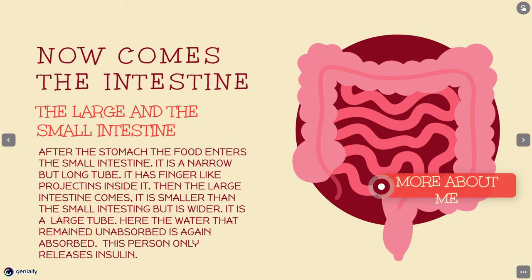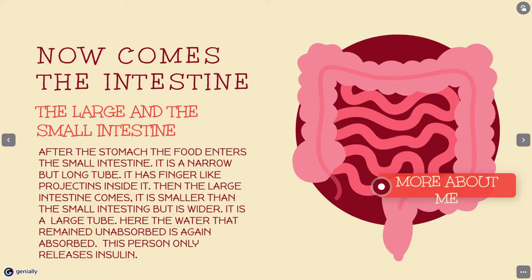Actually, the small intestine is a narrow tube-like thing, but very, very long, which is coiled up in our small space. Okay, so it is responsible for absorption of food. Here the food is absorbed. Okay, and then it enters the large intestine, this one. It is much wider than the small intestine, but much smaller also. Smaller in size and wider in width. Okay, and this is a very fascinating thing in our large intestine.